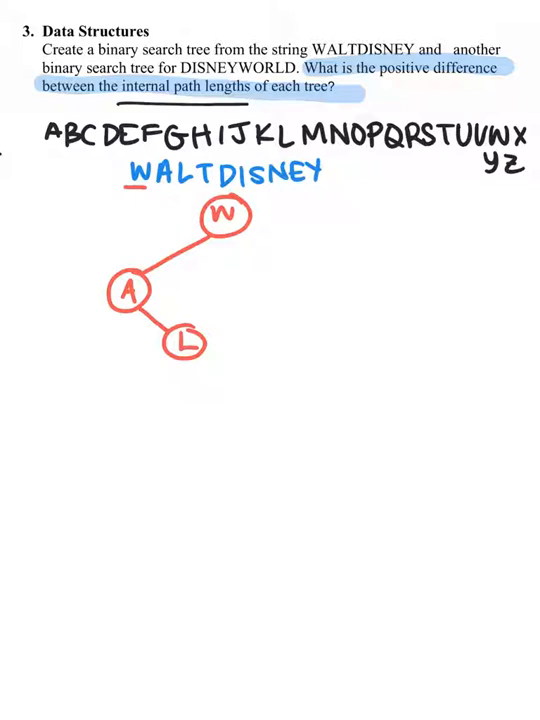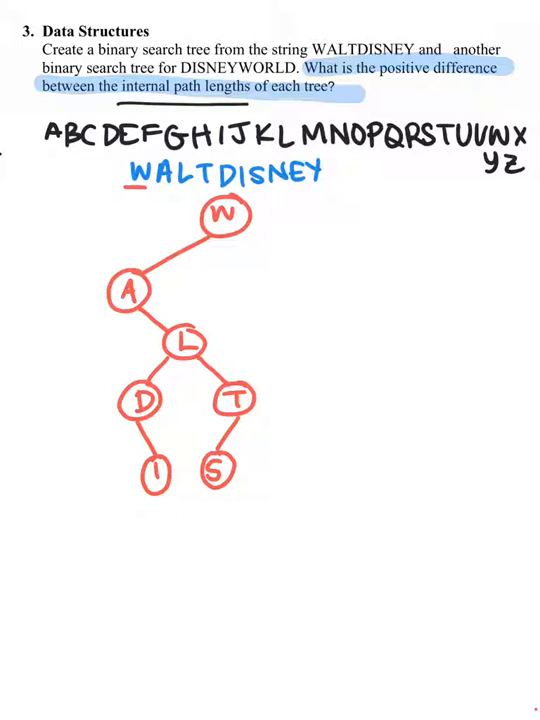T is less than W, so left of W, but it's greater than A, so right of A, and greater than L, so the right of L. Then D is less than W, greater than A, but less than L, so to the left of L. Then comes I, which is less than W, but greater than A, less than L, but greater than D, so it goes to the right of D. Then comes S, which is less than W, greater than A, greater than L, but less than T, so it goes to the left of T.